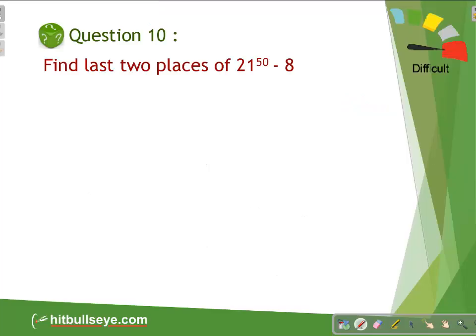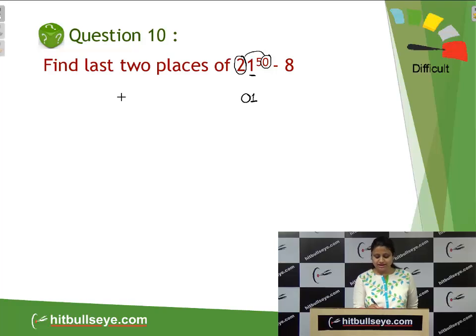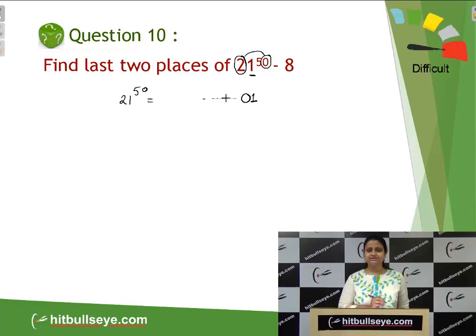Now come to question number 10. Find the last two places of 21 raised to power 50 minus 8. Now 21 raised to power 50, obviously that will end in 1. We will take this 2, we will take this 0, we will multiply them, we'll get a 0. It means the second last place will be 0, 1. It means this number 21 raised to power 50 will end in 01.